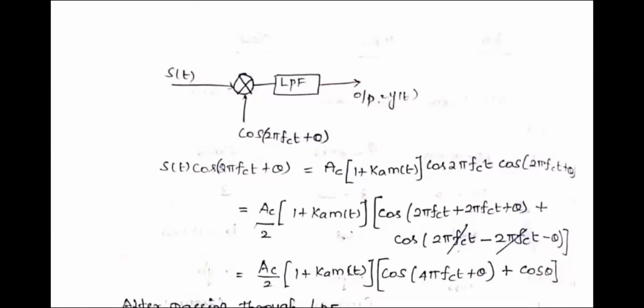Now this is the received signal S of t, the AM modulated waveform, and this is your local oscillator at the receiver side. We multiply these two. S of t is Ac (1 plus k m of t) cos 2 pi fct. This is the AM equation. You are multiplying with your carrier with offset theta. What happens? If it were simple cos theta, that's okay, but it is cos (2 pi fct plus theta). This you can assume as cos (A plus B).